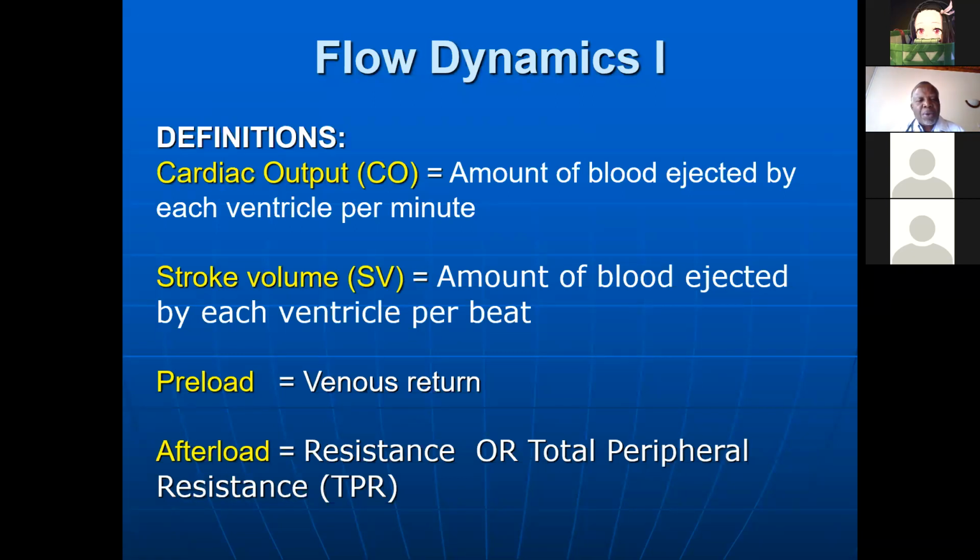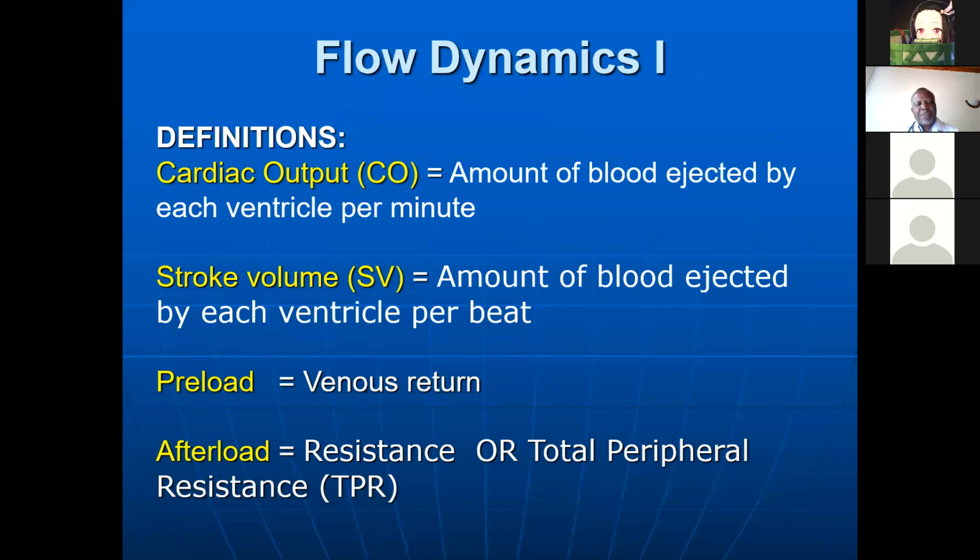Then we have the preload, which is venous return. That's the amount of blood returning to the heart. If you remember the original diagram I showed you here, that is the blue side of circulation coming into the heart via inferior vena cava for the lower part of the body and superior vena cava for structures around the head and neck.